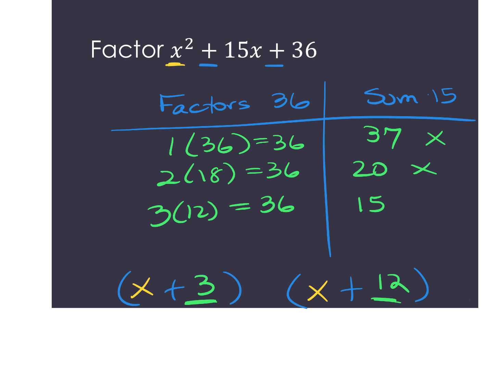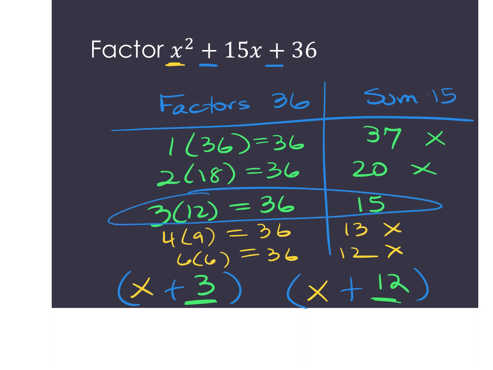36 actually has 4 and 9 and 6 and 6. But notice these will multiply to give me 36, but when I add them, that one gives me 13 and that one gives me 12. Those are not the ones I was looking for. So the one I was looking for was the 3 times 12.